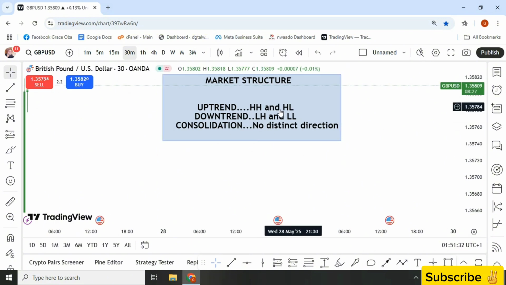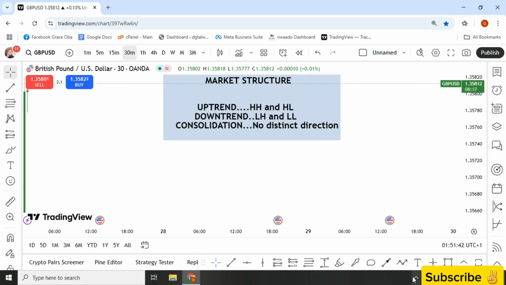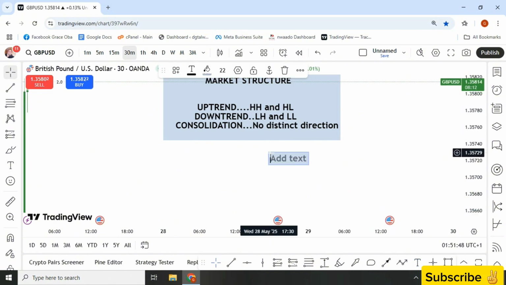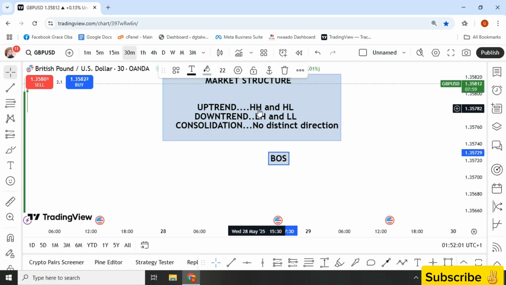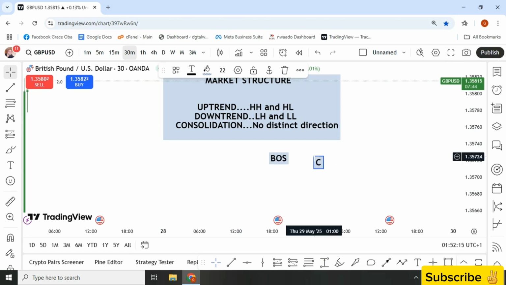Now in an uptrend, whenever a price movement breaks a higher high, we have what is called the break of structure, or BOS. But when it breaks down the higher low, we have what is called the CHoCH, that is the change of character, or you can call it the market structure shift.